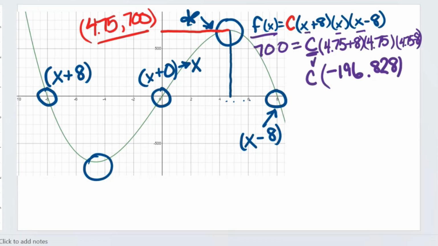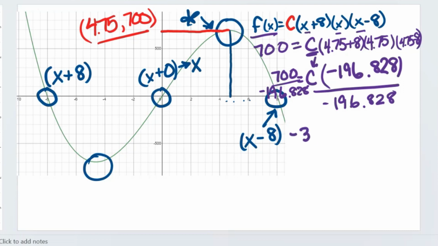I'm going to bring that C on down, and it's still going to all equal 700. And this is where we're just going to go back to our basic algebra. When they're next to each other, it means to multiply, so I'm going to divide by the negative 196.828. And I'm going to run this in my calculator. 700 divided by negative 196.828. And I get that negative 3.556 equals C.